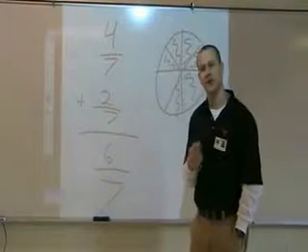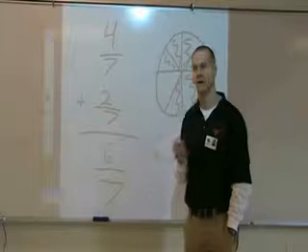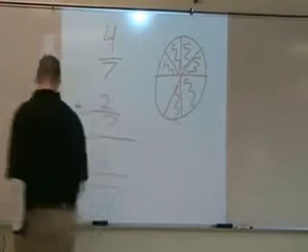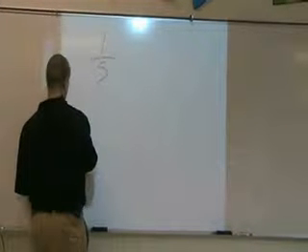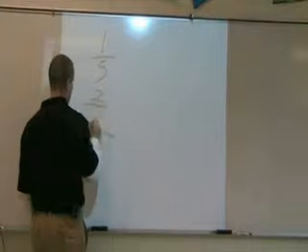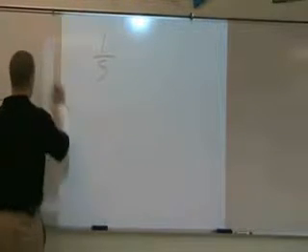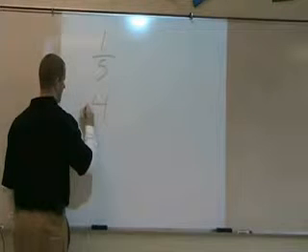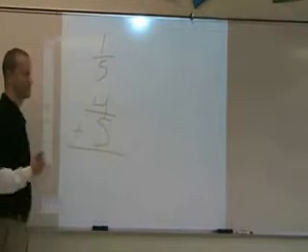So when you're adding fractions, you need to make sure you have a common denominator. Let's try another example. Let's say we have 1/5 plus 2/5. Or better yet, let's change it up. We're adding 1/5 plus 4/5.